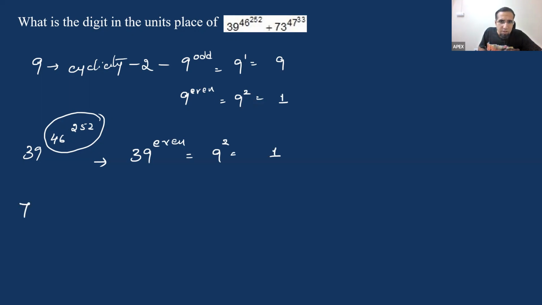Now 73 to the power 47 to the power 33. Now the cyclicity of 3 is 4. So it is very important for me to understand what is the remainder when 47 to the power 33 is divided by 4.